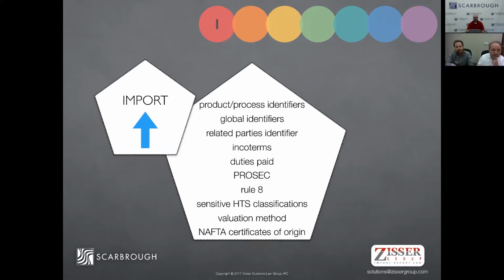Sensitive classifications are another big item for Mexican customs. If you're dealing, for example, in apparel, in textiles, in chemicals, and even in some automotive areas, there are some classifications that are, for Mexican customs purposes, considered sensitive. So there are more requirements, more compliance involved with having them.